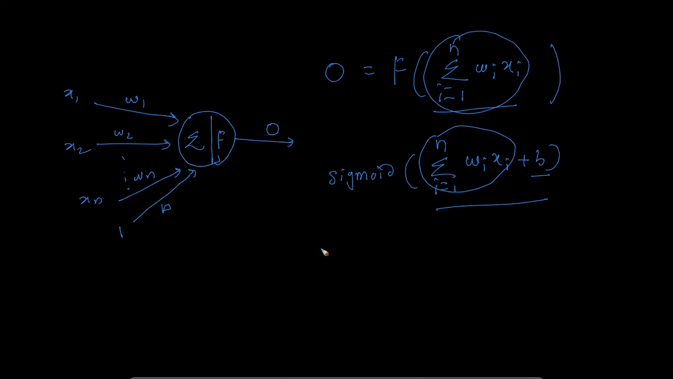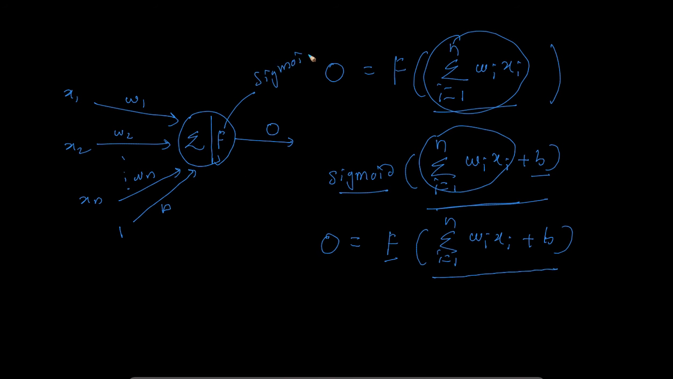So the output of a neuron will look like this: summation over i equal to 1 to n of Wi Xi plus this B. Now B into 1 is B. Now the logistic regression and the output of a neuron are exactly the same except this F, right? If this F is sigmoid, then this is nothing but the logistic regression. That is how we can represent the logistic regression by using a neuron model.